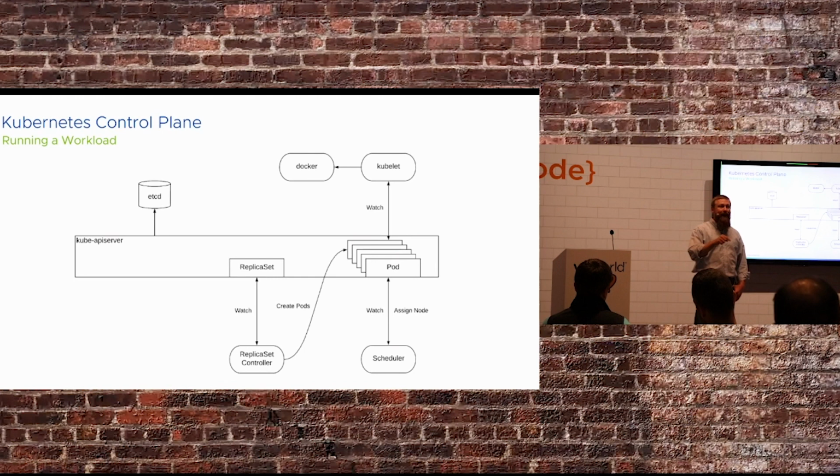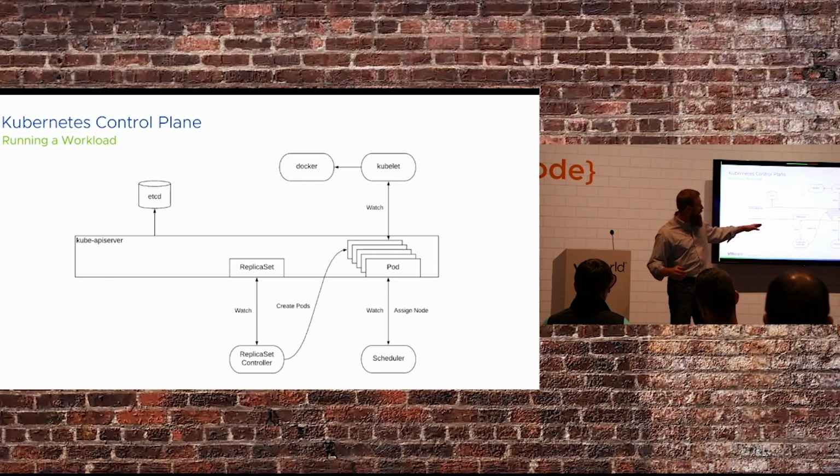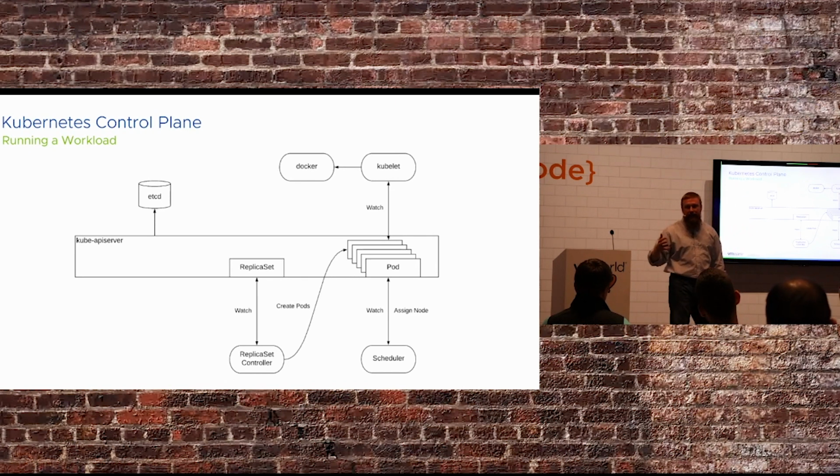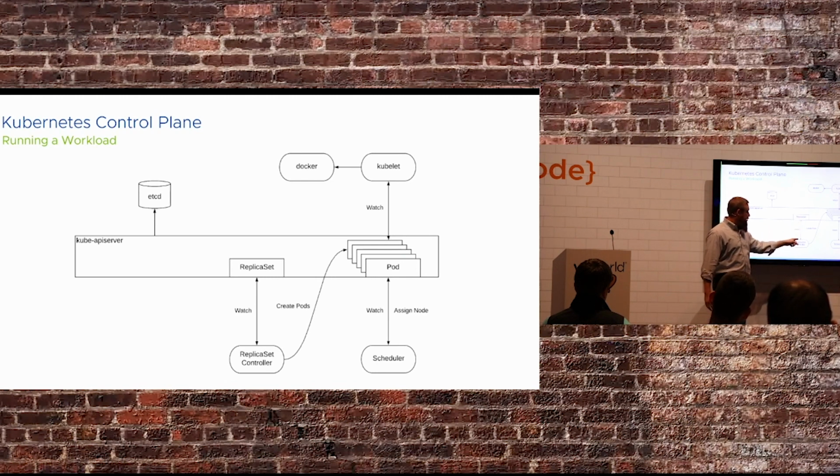And furthermore, it'll maintain that state. If you manually come in and delete one of these pods, the replica set will notice that because it'll have a watch. I haven't shown it there, but it'll have a watch on the pods as well, and it'll create a new pod to replace the one that you deleted. So it maintains the desired state as well as bringing it about in the first place. Okay, so a replica set is created, the replica set controller notices that, creates all these pods.